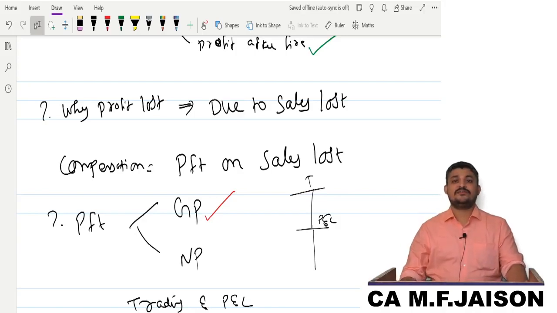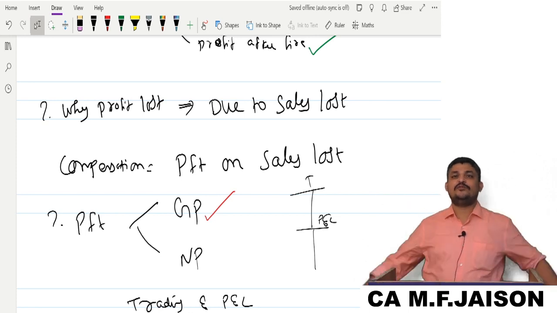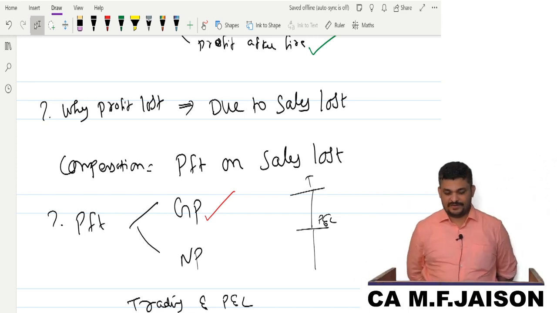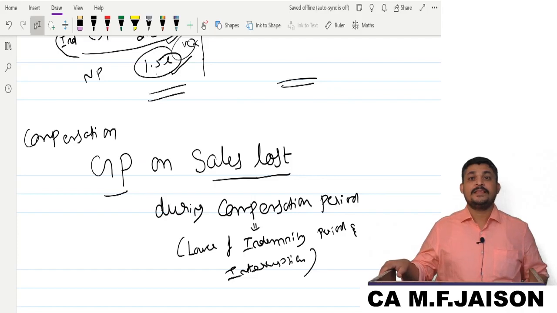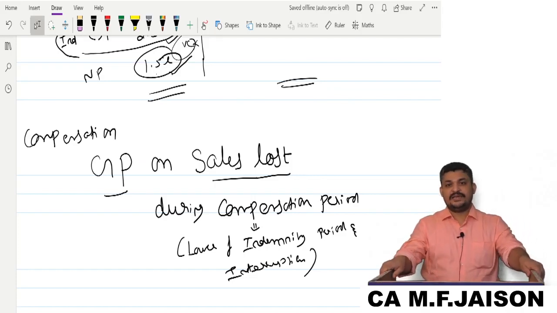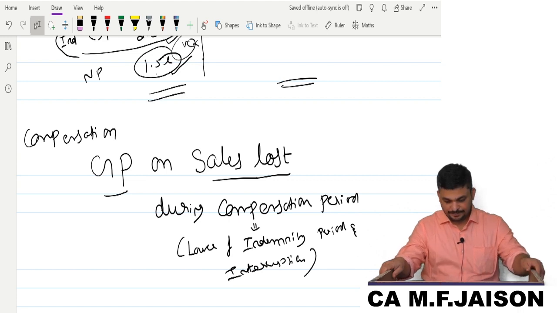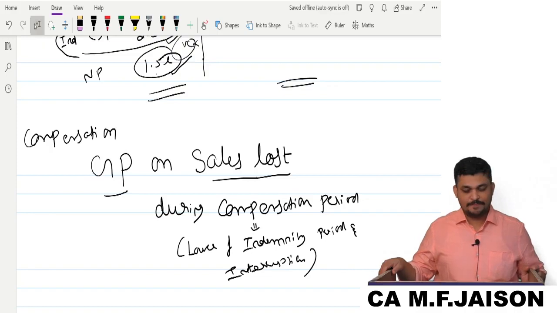In insurance language, what is it called? Standing charges. So thereby you are expecting me to compensate what? 2 items, sir. Net profit and standing charges, which together we are going to call as gross profit. And finally we told you it's a gross profit on sales lost during the compensation period, which is the lower of indemnity period and interruption period. Shall we proceed further? Yes, okay.